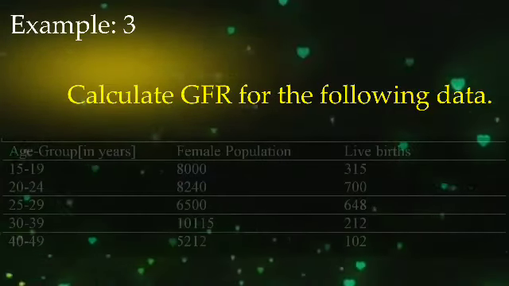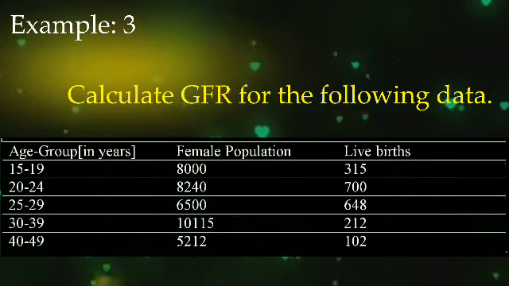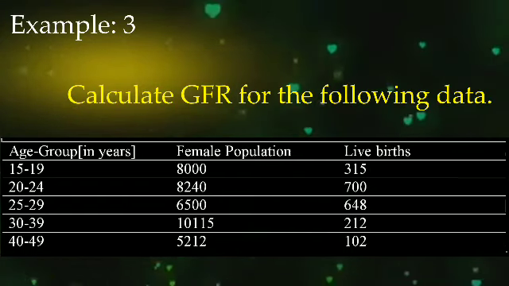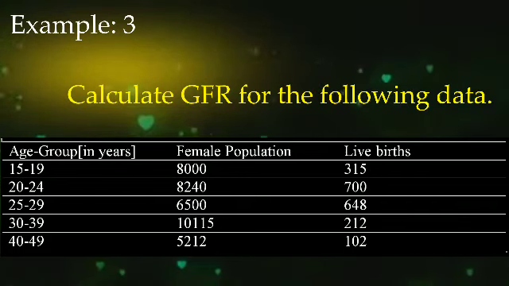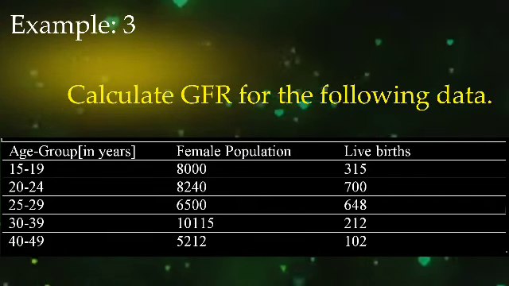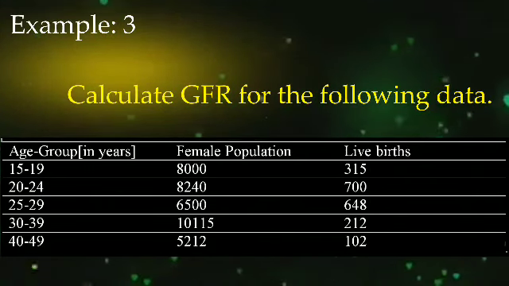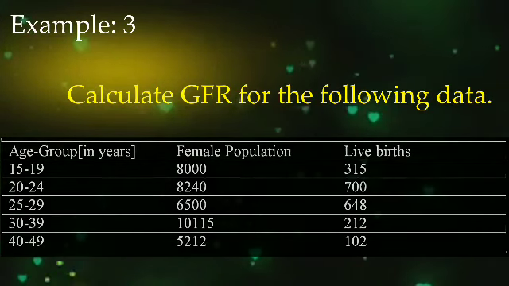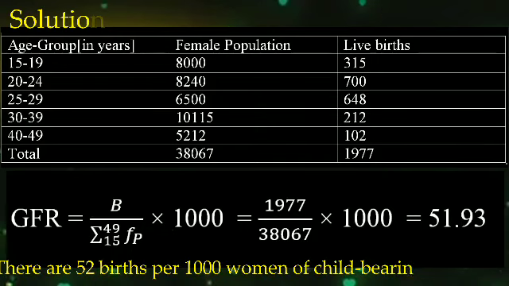In the next example, calculate GFR for the following data. Question is given. First, look at the age group. The values are given for the age group 15 to 19, 20 to 24, and so on. The last age group is 40 to 49. So, the age groups are childbearing age groups. So, you can consider the entire population. Now, here, draw one more table in the solution part. Include one more column to find the total values.